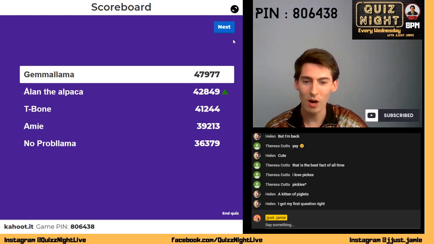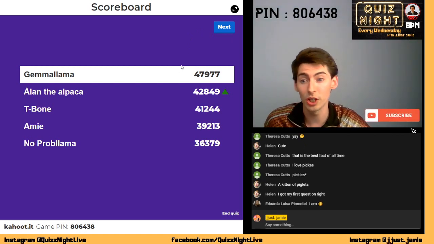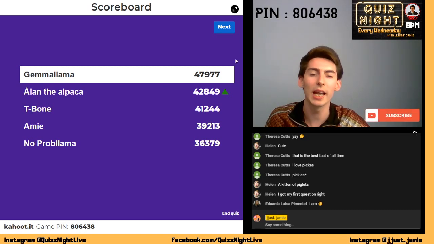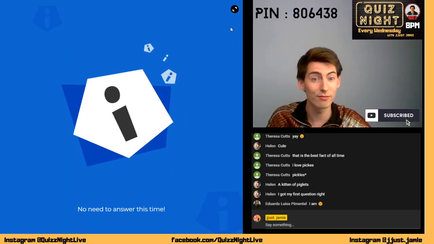Alan the alpaca, well done, top 5. No one got a streak there or anything, so I've got no other facts for you. It's looking like a strong 5 though. I would like to know who's in 6th place and how many points they've got and see what the difference is. Eduardo, well done for being clever on that one. Okay, that is the end of that round.